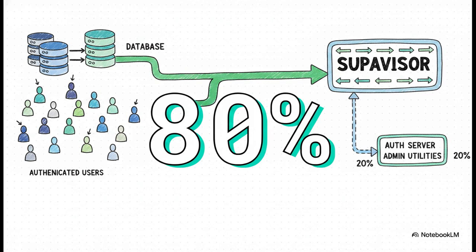But what happens when thousands of those authenticated users hit your database at the exact same time? That's where Supavisor, their built-in connection pooler, comes into play. As a general rule of thumb, if you aren't heavily relying on the PostgREST API, you can allocate 80% of your database's maximum connections directly to the Supavisor pool. This is a crucial best practice. It allows you to handle incredibly high traffic and concurrent connections incredibly efficiently, while purposefully leaving a 20% buffer for your auth server and other administrative utilities, so the whole system stays rock solid.